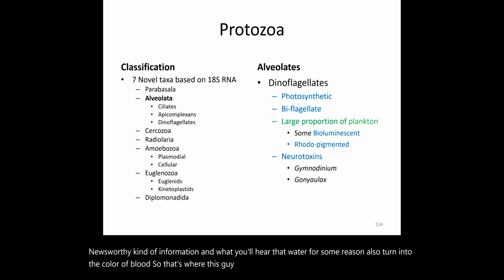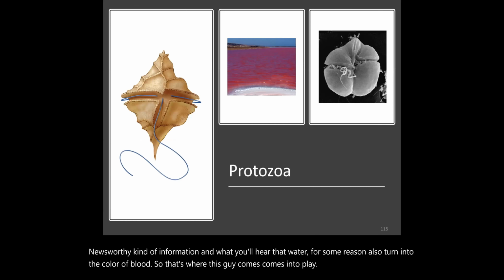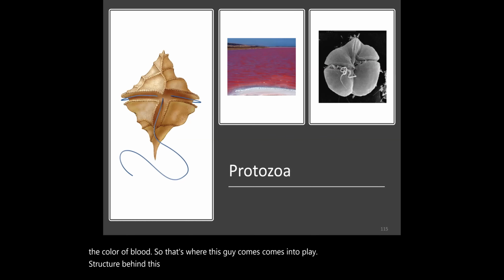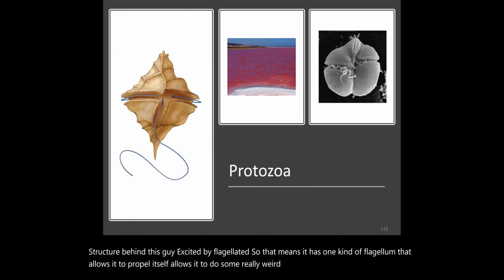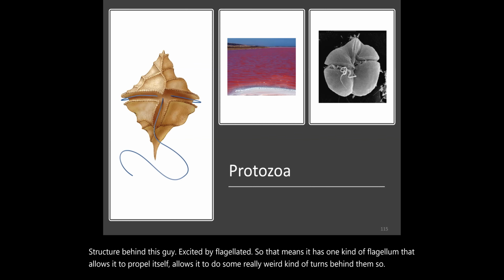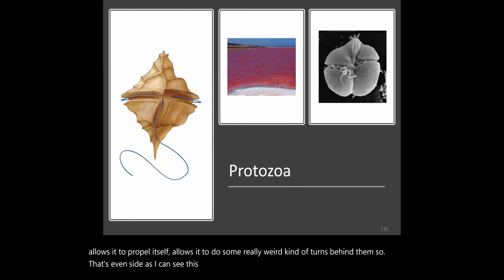So let me kind of show you the structure behind this guy. Like I said, it's biflagellated, so that means it has one flagellum that allows it to propel itself, the other one allows it to do some really weird kind of turns behind them. So that's the infamous site. As you can see, this is where that kind of blood color that occurs in the water as well. This is another one of those other organisms that cause that.